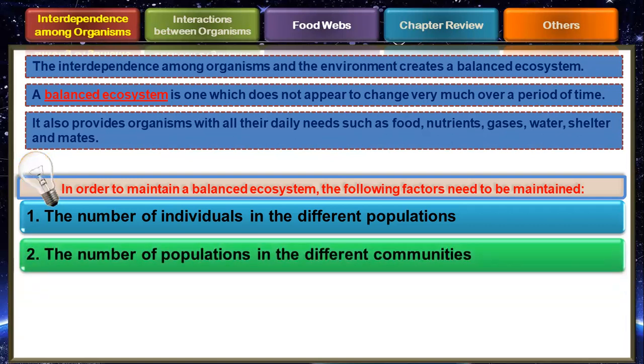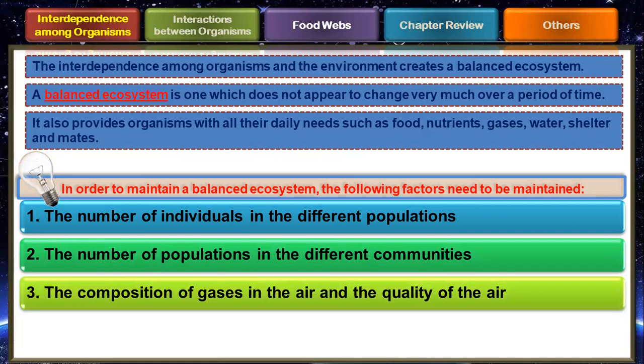The number of populations in the different communities. It should also be maintained, as well as the composition of gases in the air and the quality of the air. For us as human beings, it's very important that the place we live in has quality air. It is important to sustain life in that area, and it is a very crucial factor for the organisms to be productive.